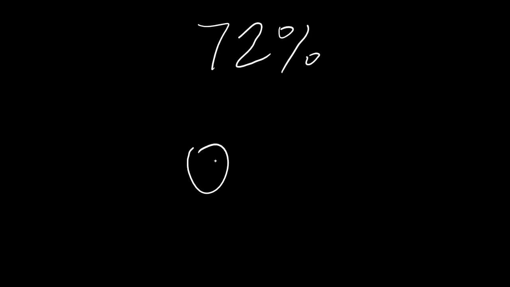Let's do one more example of this. Let's do 72% as a decimal. Okay, if you said 0.72, you'd be correct. Move the decimal twice. Right here, 0.72.